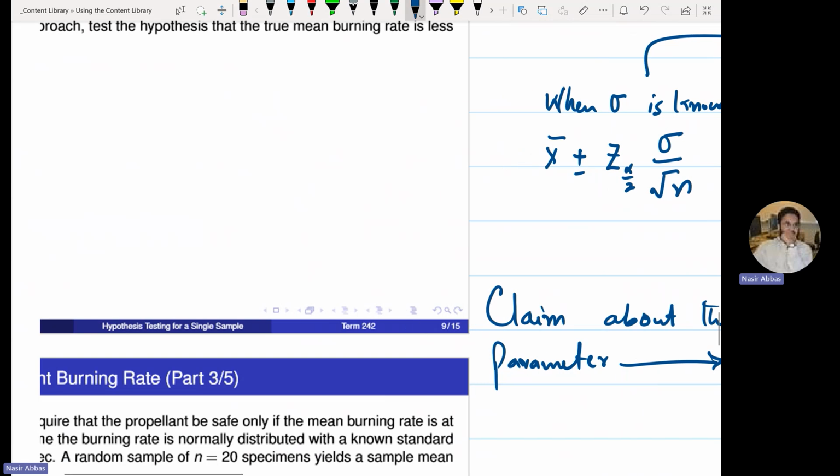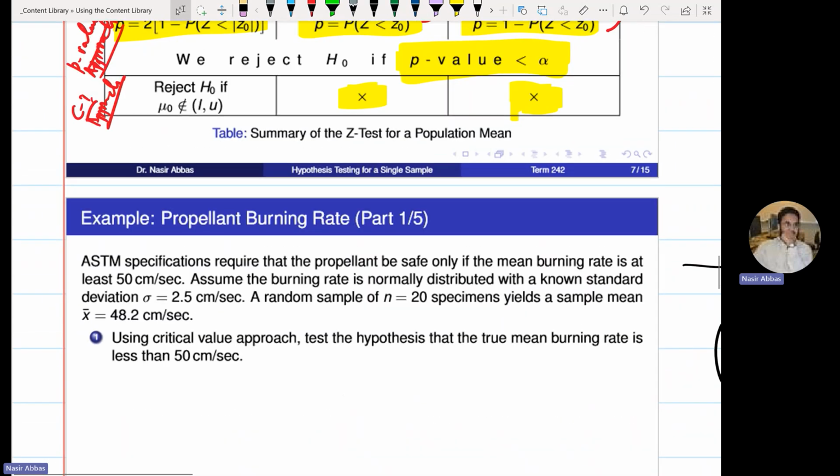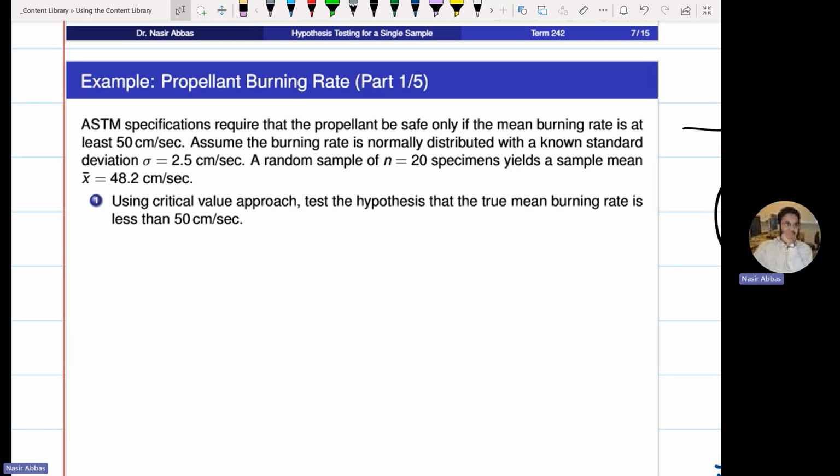Now let us have an example, and from this example I will explain to you how everything is done. If you read this example, it says that ASTM specifications require that the propellant be safe only if the mean burning rate is at least what? At least 50. What is the requirement?